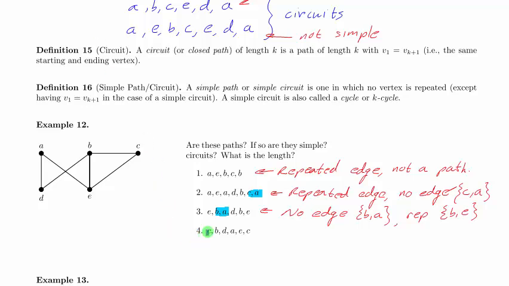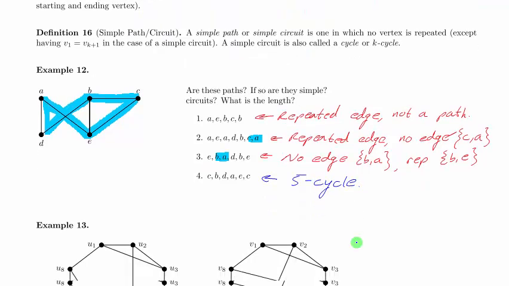Looking at the fourth part, going from C to B to D to A to E to C. That is a circuit or cycle. In this case, we have 5 edges that we've traversed, so that would be a 5 cycle. So that one is allowed.